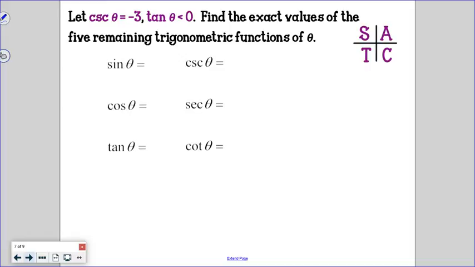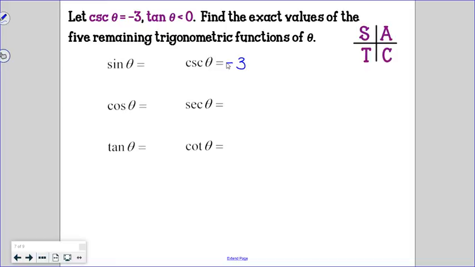Cosecant of theta is -3. So again, we already have one of our 6 answers. Cosecant of theta is -3. They say that tangent of theta is less than 0. Same directions, find the exact values of the remaining 5 trig functions.